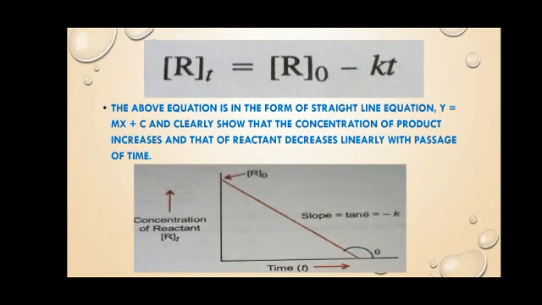The above equation is in the form of a straight line equation, y is equal to mx plus c. And it clearly shows that the concentration of product increases and that of reactant decreases linearly with passage of time. It is very clear by the plot which I have made here in this slide for you. You can see, children, slope is equal to tan theta, which can be calculated. It is equal to minus k, where k is the rate constant.